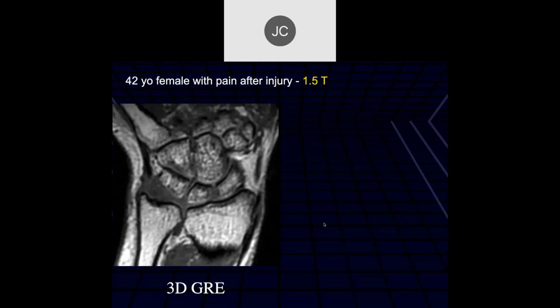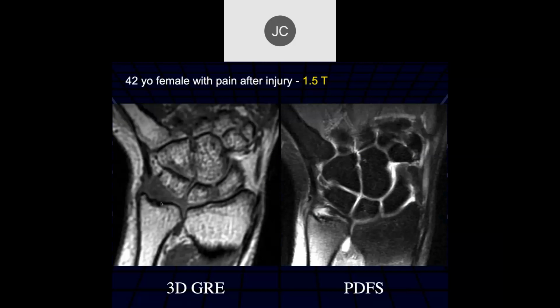All right, we have a 42-year-old female with pain after injury on a 1.5 Tesla scanner. There's a lot of increased signal within that TFCC. I don't see a discrete tear. Yeah, I have very poor contrast, which is why we don't use these images anymore, though we could get nice thin cuts. We were deciding whether the higher through plane resolution was more important or the contrast, and finally decided it was the contrast that was more important.